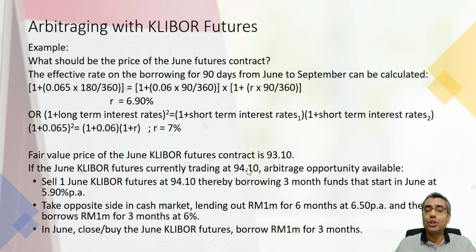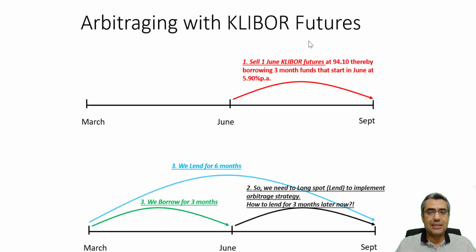So what you do, you short it, you sell it. Here, look at this, you sell 1 June KLIBOR futures at 94.10. Now, this is arbitrage. It means you want to have riskless profit. It means you don't want to be affected by interest rate changes later, right? So you want to lock in the profit, so you need to offset your position.